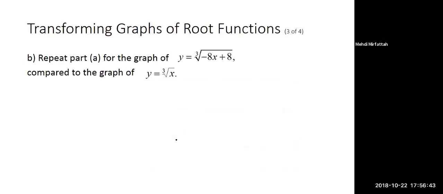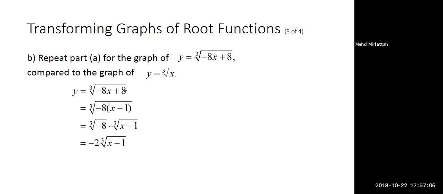y is equal to cube root of minus 8x plus 8. And then you want to compare it with y is equal to cube root of x. Again, at first, it doesn't look obvious. That's a shifting. However, if I factor some numbers, it appears that it is indeed a shifting method that can be used for graphing this. If I factor a -8 and move that out, then this would be cube root of minus 8, which is -2, times cube root of x minus 1.